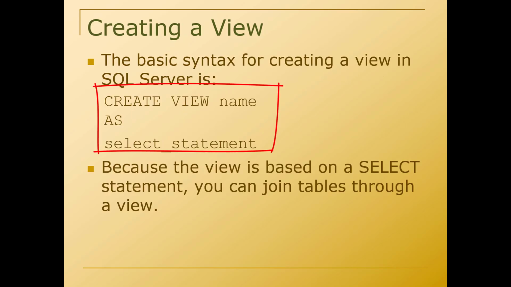Here's the basic syntax for creating a view. You're going to use the keyword create view and the name you're going to call it. Use the keyword as, and then this here could be almost any select statement that you want. Because the view is based on a select statement and behaves as a table, you can actually create another select statement that uses the view in the from clause as if it were a table.